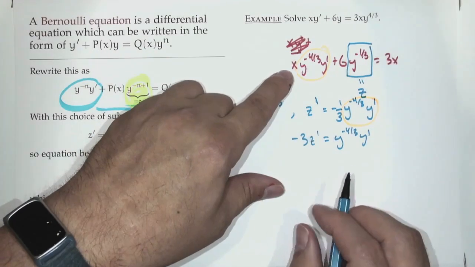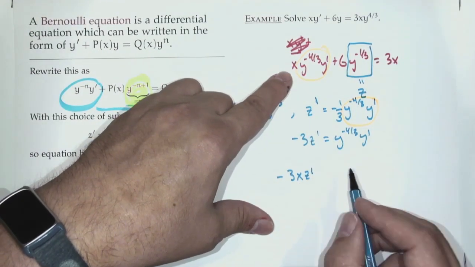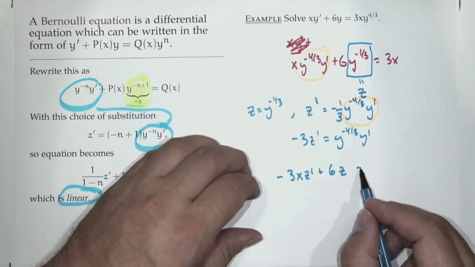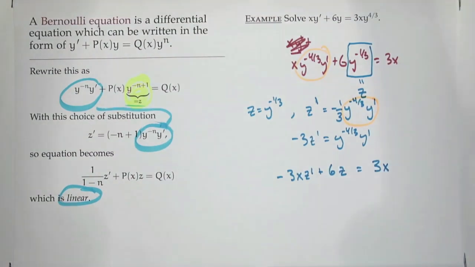And now we carry out the substitution. So minus 3x z prime plus 6z equals 3x. And off we go. What would be the next step, by the way, for this problem? We're not going to do it all the way, but what would be the next step?